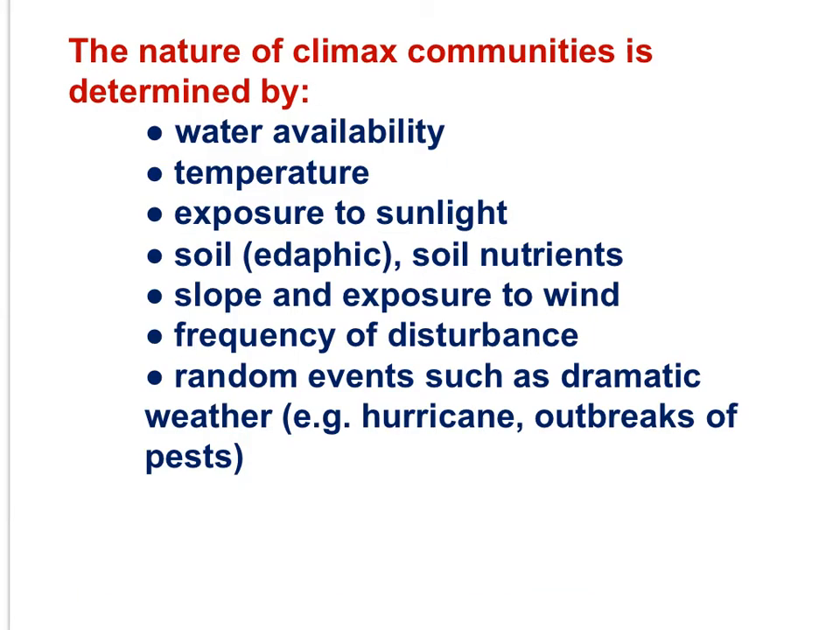So for the record, to provide a list of all the factors that might influence the nature of climax communities, here it is. Water availability, temperature, exposure to sunlight, soil nutrients, slope and exposure to wind, frequency of disturbance, and random events such as dramatic weather. Remember that there is no one climax community, but rather a set of alternative stable states for a given ecosystem.